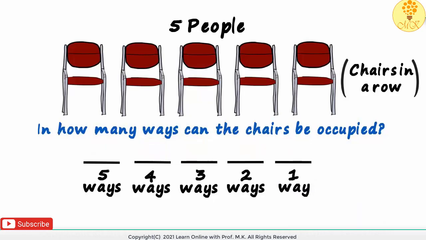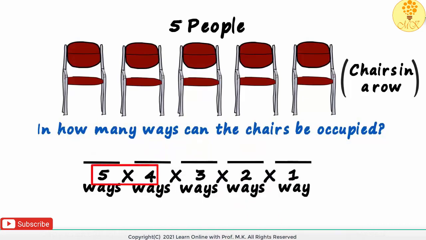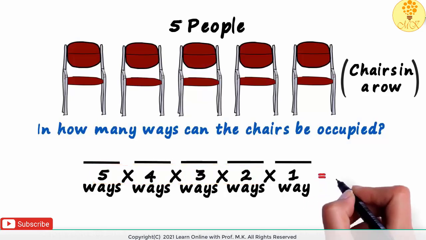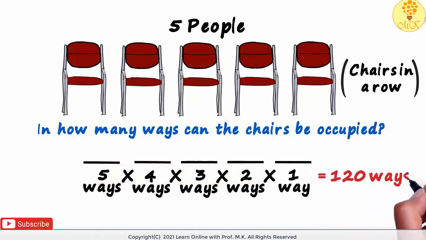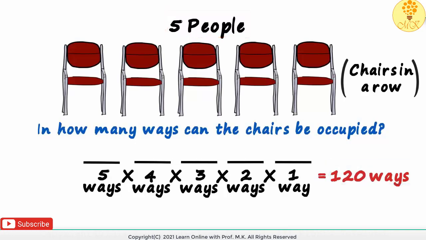And to get the answer, we multiply these ways. 5 times 4 is 20, 20 times 3 is 60, and 60 times 2 is 120. 120 ways is the answer. 120 ways in which 5 people can occupy 5 chairs. This is also equal to 5 factorial.